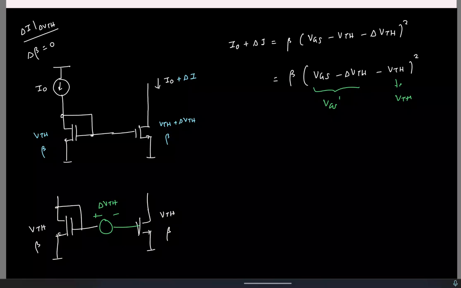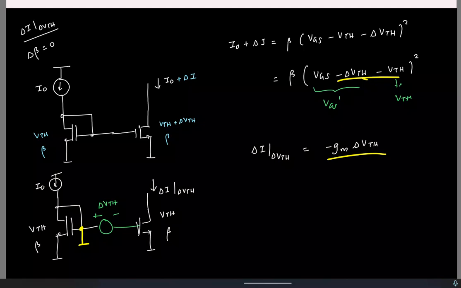So I know that if there is any change in delta VTH, this voltage is not going to change because you are pumping in a constant current here. So this is I naught. So this gate voltage is fixed, so incrementally it is short, right? So now it looks like I have applied an incremental voltage minus delta VTH to the second transistor. So what will be the corresponding change in the current? What will this incremental current be equal to? Yeah, I mean, be careful, delta I due to delta VTH is, the gate voltage is minus VTH here, right? So the current is minus GM times delta VTH. You can again expand this and ignore the higher order terms, you will still get the same thing. This is again the small signal approximation that we have directly used.